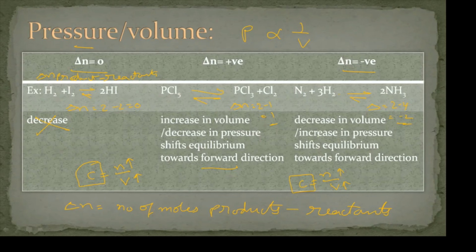Got it? So if the volume decreases, number of moles also decreases. Then only C remains constant. So the reaction shifts in forward direction. Got it? The equilibrium shifts in forward direction. I think you understood this pressure volume case. If you know the pressure case, you can easily answer the volume.